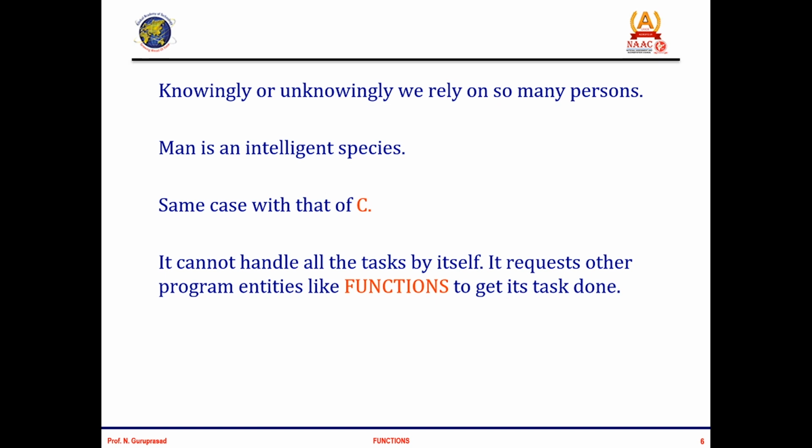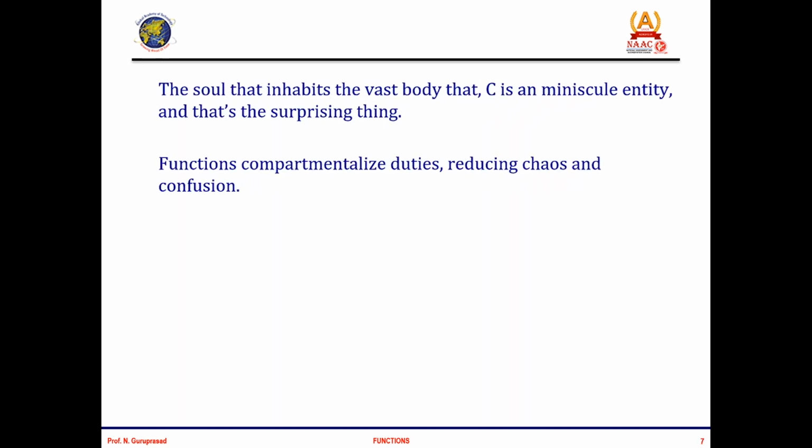A computer program finds itself in a similar situation. It cannot handle all the tasks by itself. Instead, it requests other program-like entities called functions in C to get its task done. The soul that inhabits the vast body that is C is a minuscule entity, and that's the surprising thing. C is made up of an unbelievably paltry vocabulary, about 32 words if I'm right. But through this limited vocabulary, it is able to carry out the most formidable tasks with consummate ease.